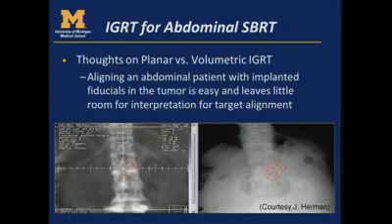Some thoughts on planar versus volumetric IGRT. Aligning an abdominal patient with implanted markers is really easy. It's easy for the therapist, and it's easy for the physician to review. It really doesn't leave a lot of interpretation for target alignment because you have the markers drawn in, they're pretty easy to put together. Unless you have a big difference between different markers, it's pretty easy to do.